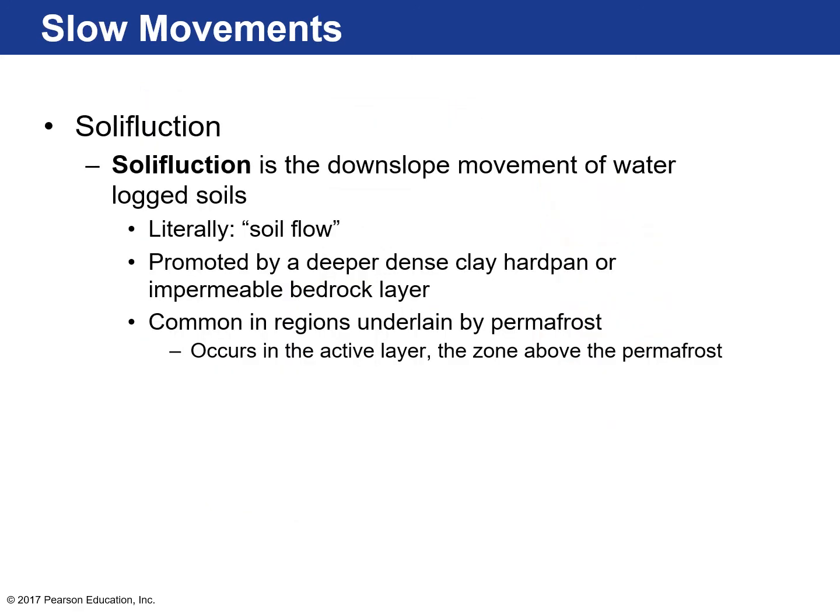All right, there's other slow movements. This stuff happens in areas that are very cold, closer to the Arctic Circle. We call this solifluction. This is the downslope movement of soils that have a lot of water in them. So water is always involved. Solifluction translates directly to soil flow. So this happens in areas where there's permafrost. Permafrost are areas where you don't want to live, but essentially the ground is permanently frozen year round.